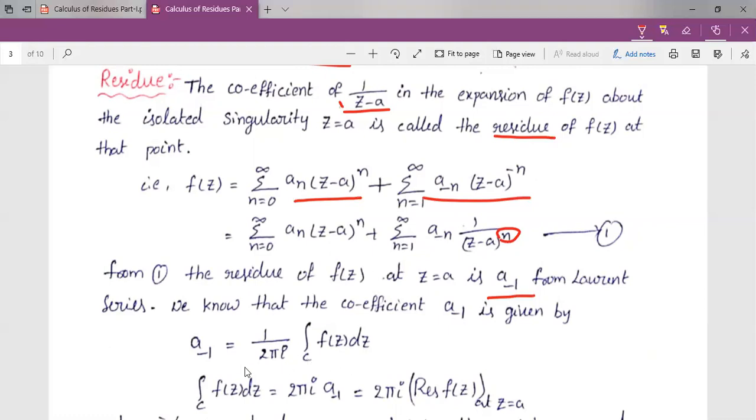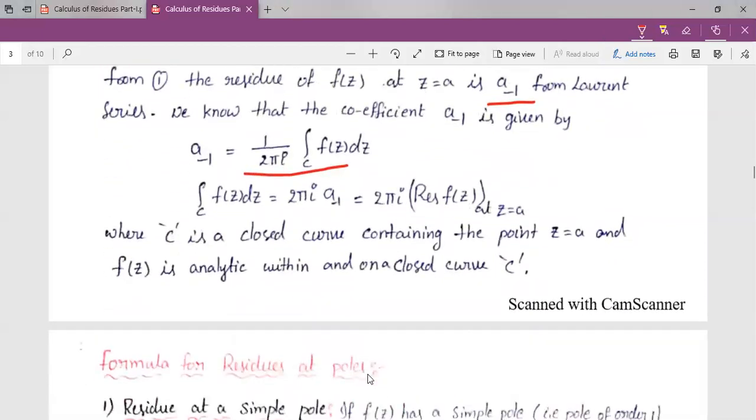And we know that the coefficient a_{−1} is of the form (1/2πi) ∮_C f(z) dz. From this we get ∮_C f(z) dz = 2πi × residue of f(z) at the isolated singular point z = a, where C is a closed curve containing the point z = a, and f(z) is analytic within and on the closed curve C.